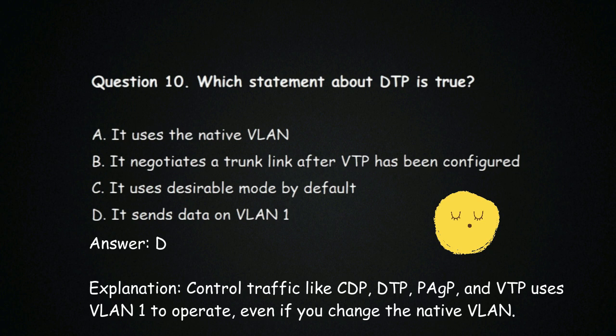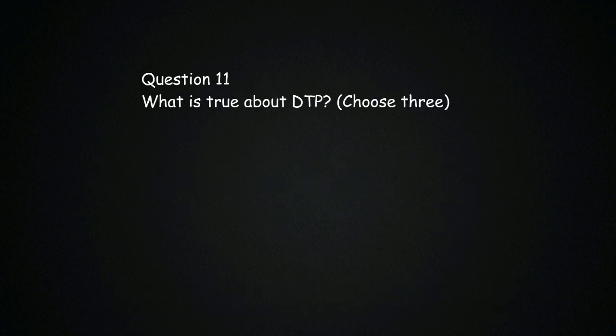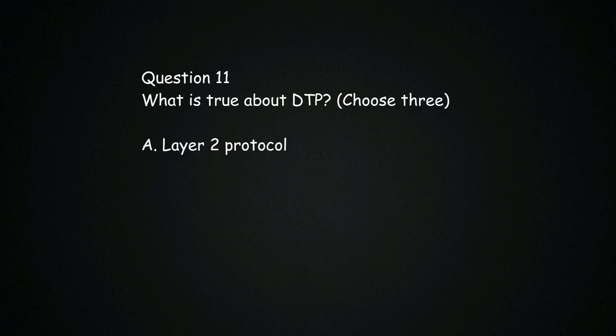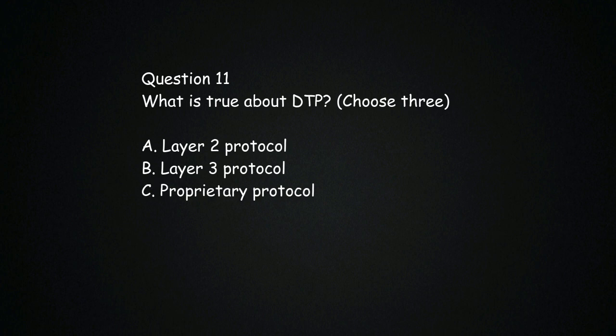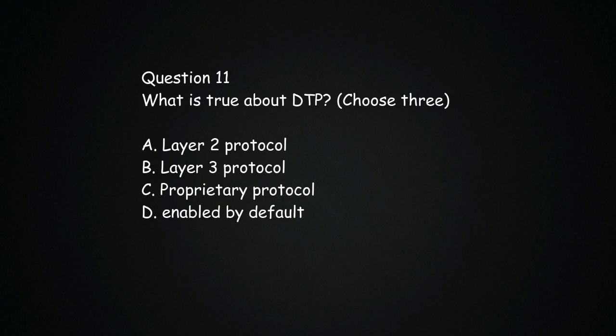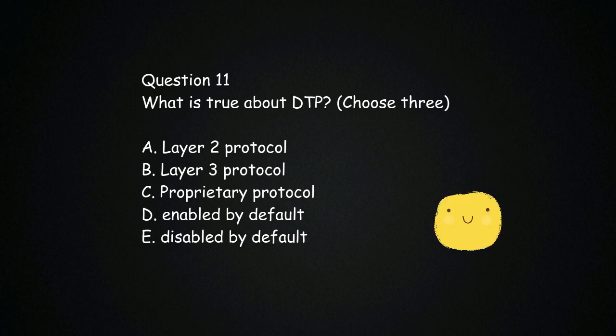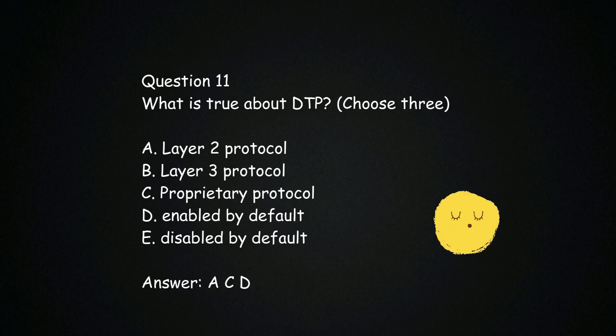Explanation. Control traffic like CDP, DTP, PAgP, and VTP uses VLAN 1 to operate, even if you change the native VLAN. Question 11. What is true about DTP? Choose 3. A. Layer 2 protocol. B. Layer 3 protocol. C. Proprietary protocol. D. Enabled by default. E. Disabled by default. Answer is A, C, D.